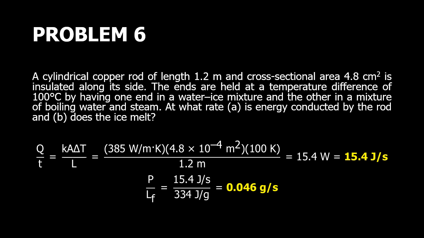For the rate of energy conducted by the rod, you use the heat transfer formula Q over t equals k times area times the change in temperature over length. The k here is 385 watts per meter Kelvin, which is the thermal conductivity of the copper rod. Multiply by its area. The area is in square centimeters, so you convert it into square meters.